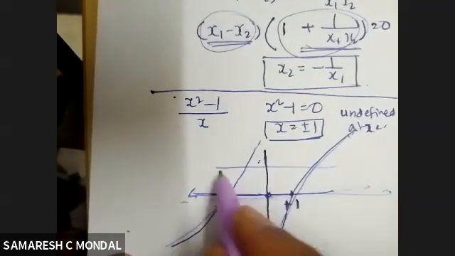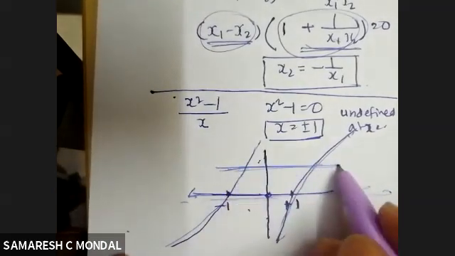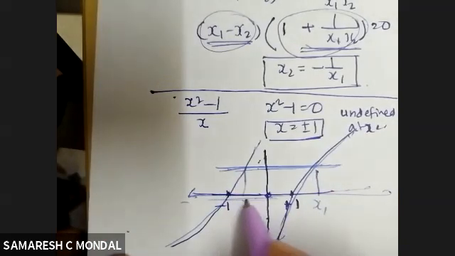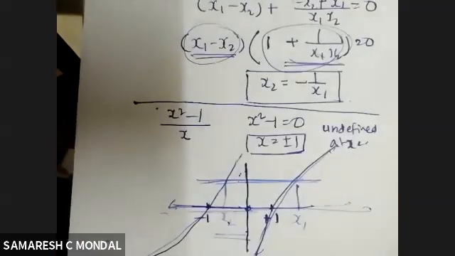Now, if you draw a horizontal line, okay, for two different values of x, you get the same value of y. So it's not 1, 1.